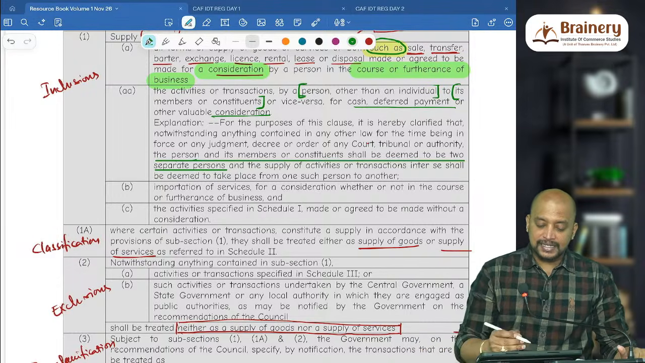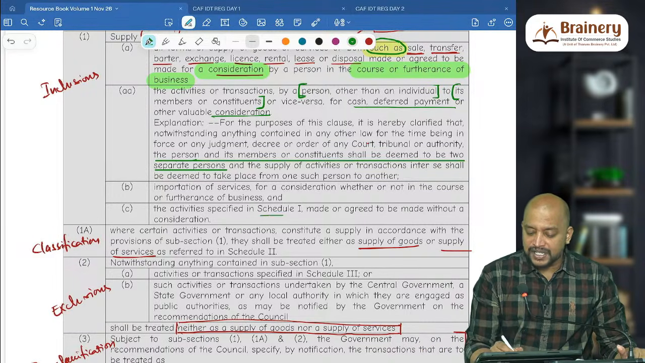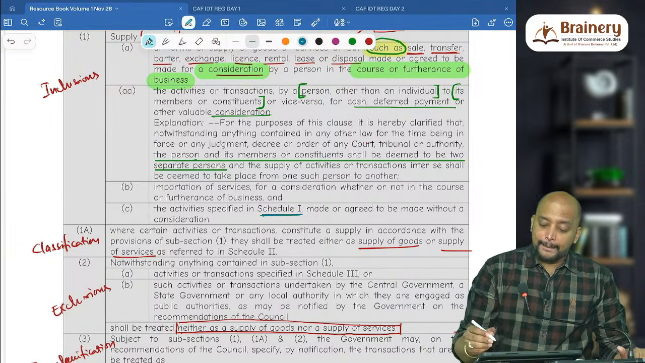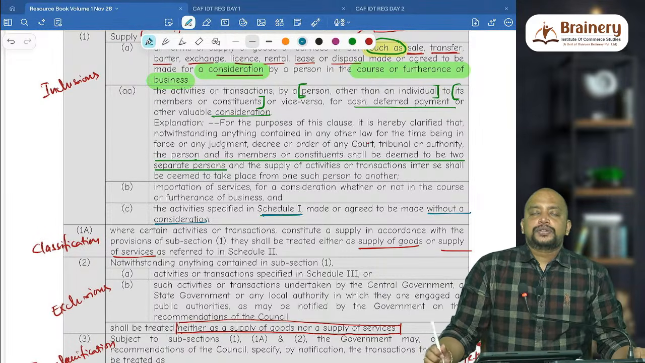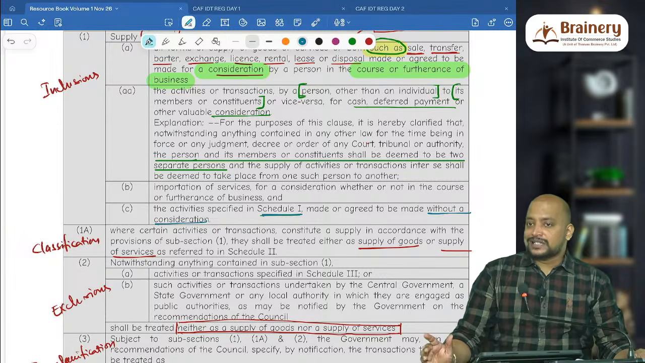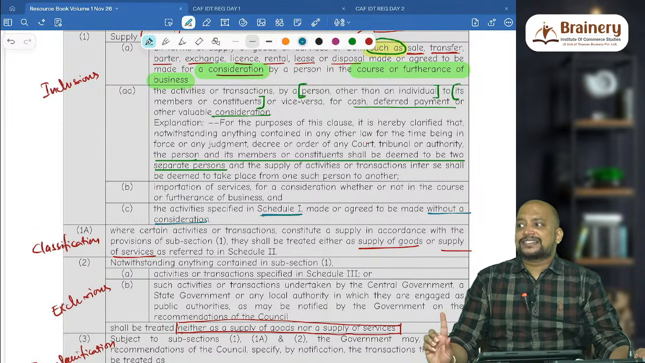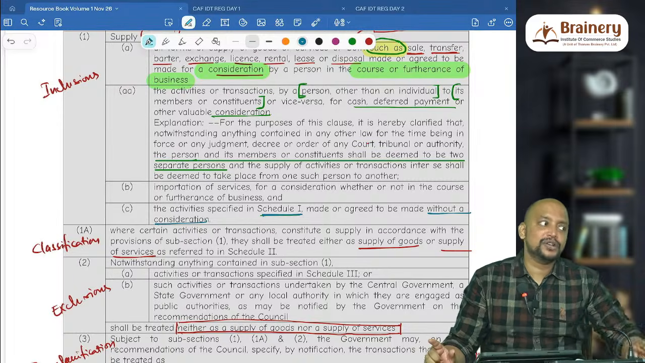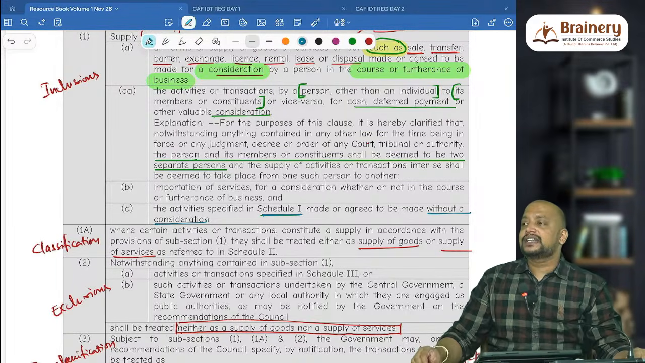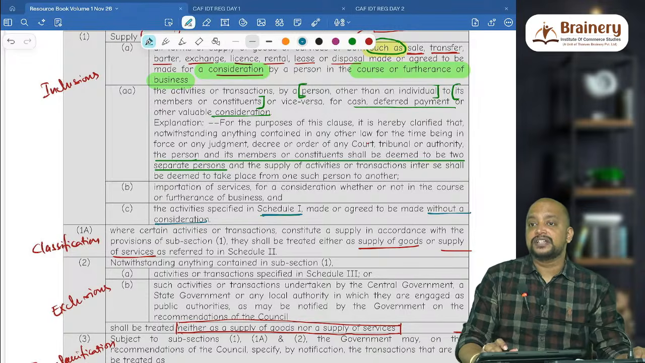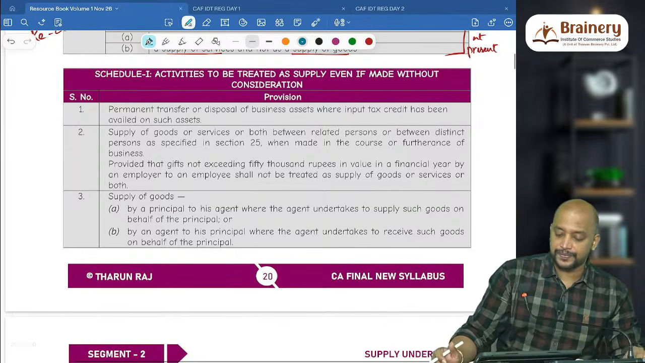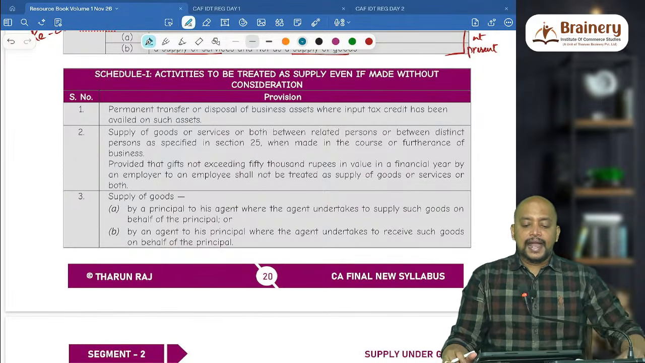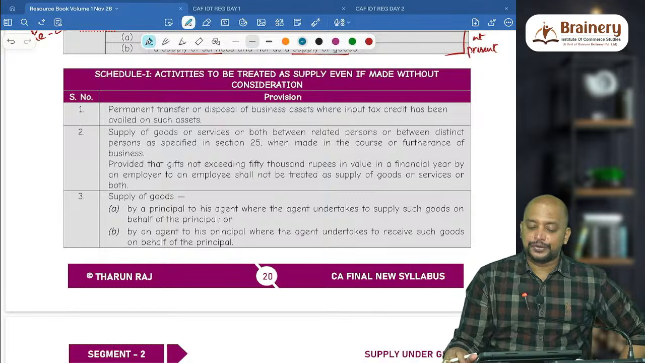Next, 7(1)(c), activities specified in Schedule 1. There are some activities specified in Schedule 1 made or agreed to be made without a consideration. So there are certain activities that even without consideration constitute supply. This is actually an exception to 7(1)(a). Agreed? Because 7(1)(a) says for consideration, but here they are telling without consideration. What are those activities? It is given in Schedule 1. Please look into the next page. Same page. Activities to be treated as supply even if made without consideration.